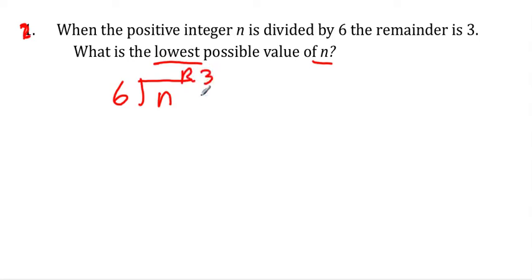The easiest way to do most remainder problems is to add the remainder and the divisor, and you'll come up with a number that works. 6 plus 3 is 9. 9 divided by 6 has a remainder of 3. That's the lowest possible value. What's the next possible value? 15. You keep adding 6 to it, then 21.